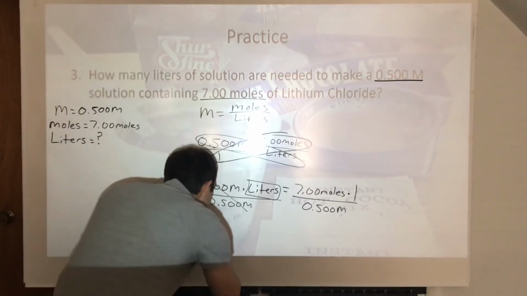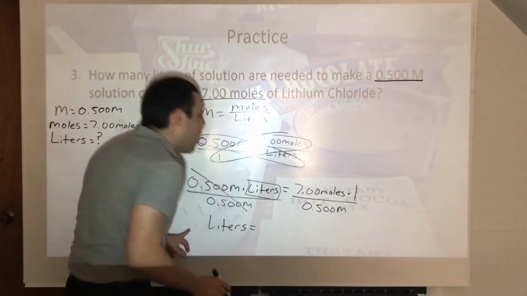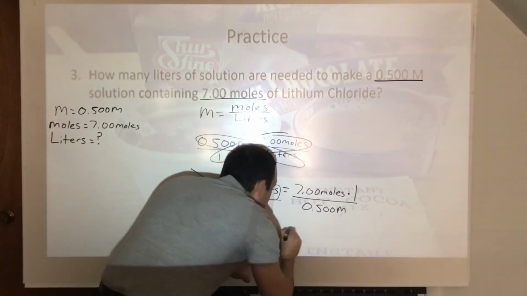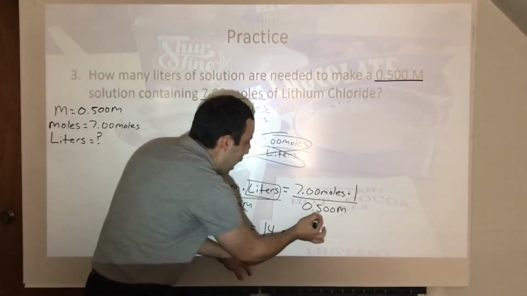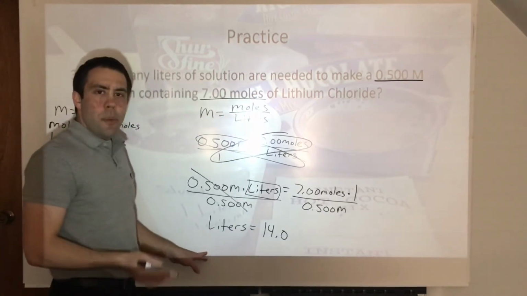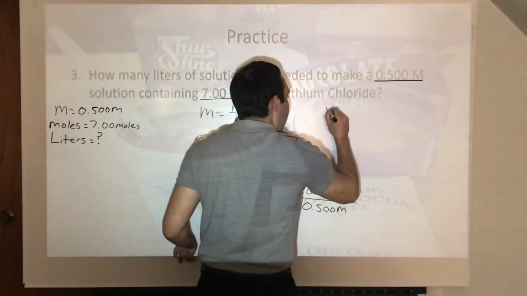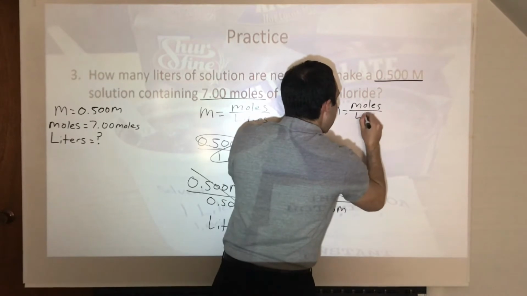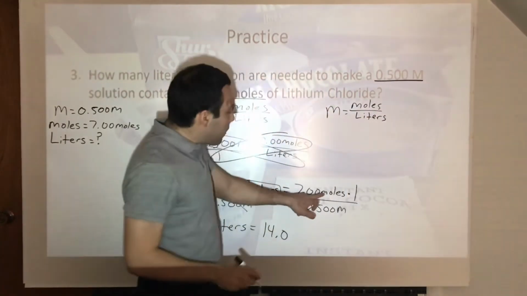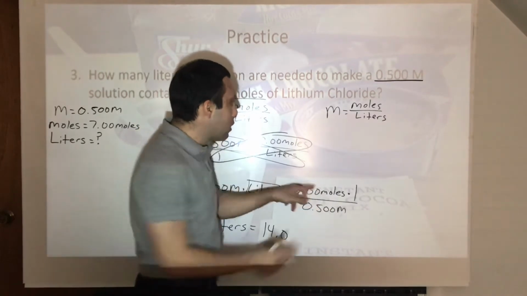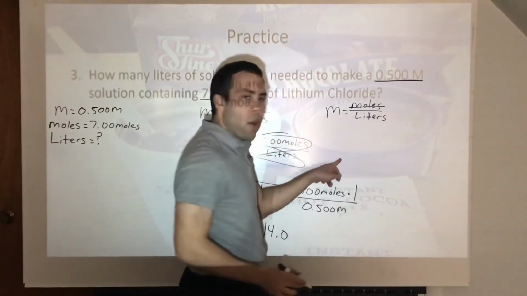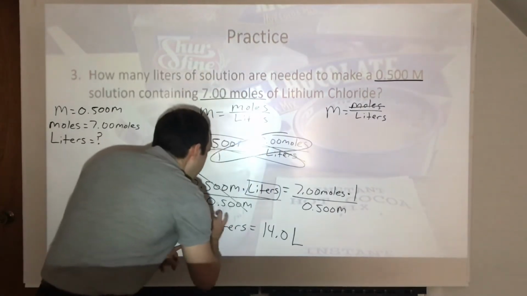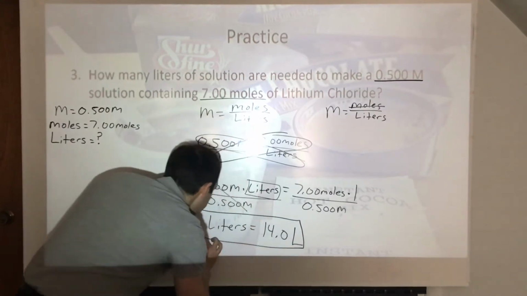I'm left with liters equals 7 divided by 0.5, which is going to be 14.0, with 3 significant figures. In terms of the unit, remember, molarity is equal to moles over liters. So when I'm dividing moles by molarity, the moles cancel out. I'm left with the unit of liters, capital L. And I box off my final answer.